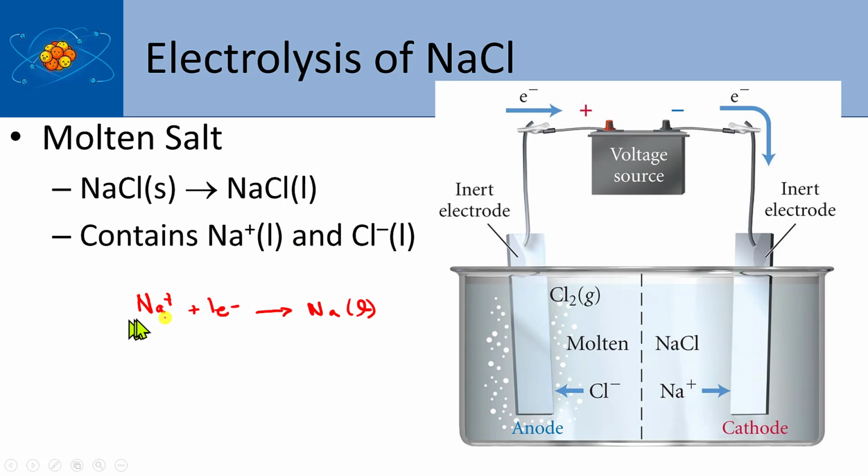So the reason I chose the cathode reaction to be sodium is because sodium's the cation, and the easiest thing to do with a cation is add an electron to it. So that's a reduction reaction. So this is my cathode reaction.